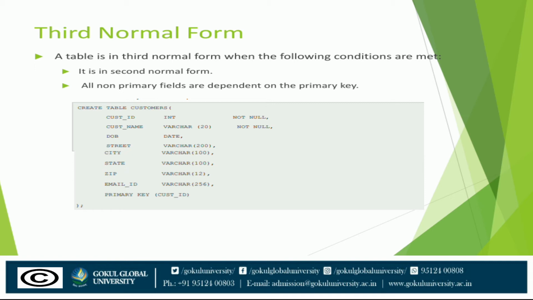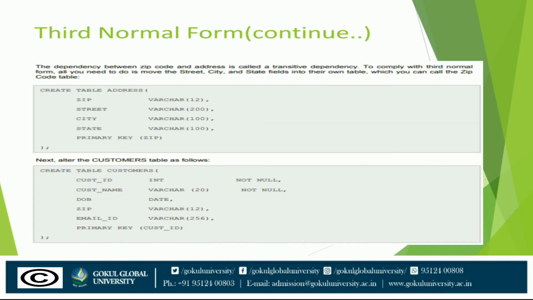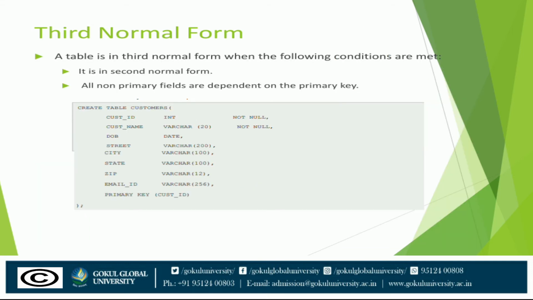So we need to break our table into a number of tables. For that, here we see that the dependency between the zip code and address is called a transitive dependency, because a number of fields are depending on the zip, and finally the zip is depending on the customer ID.